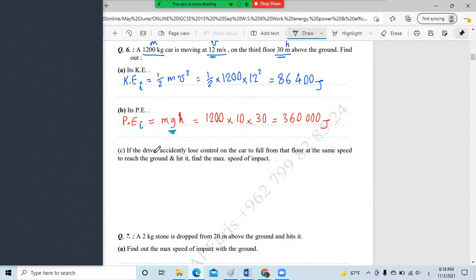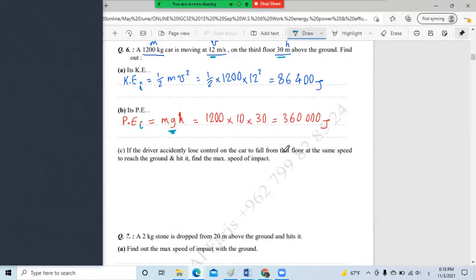If the driver accidentally loses control of the car and falls from the third floor, 30 meters above the ground, at the same speed, 12 meters per second, to reach the ground and hit it. Find the maximum speed of impact. Now look here.